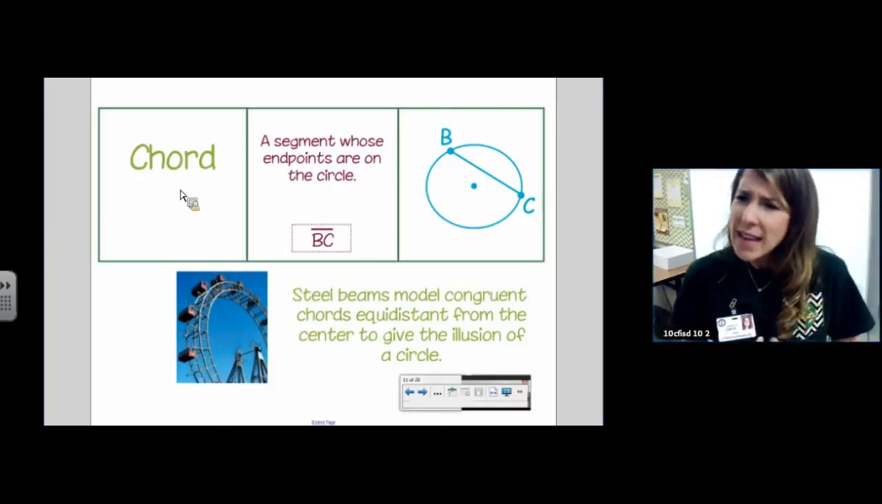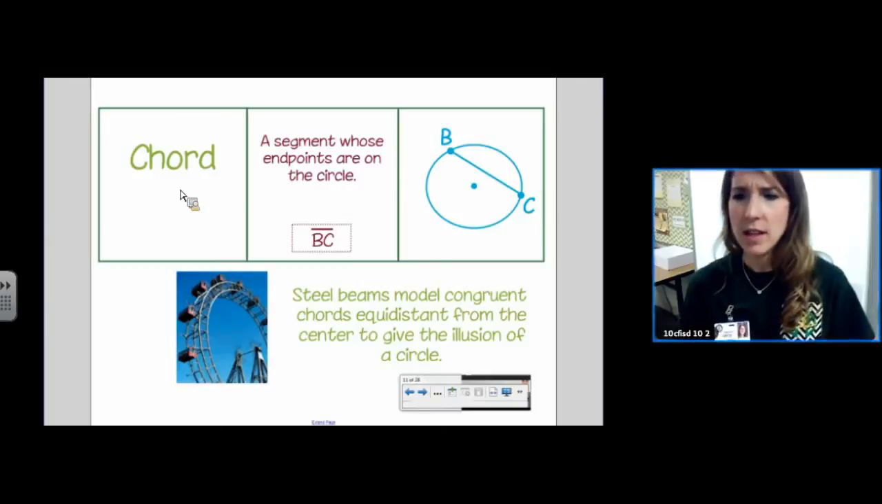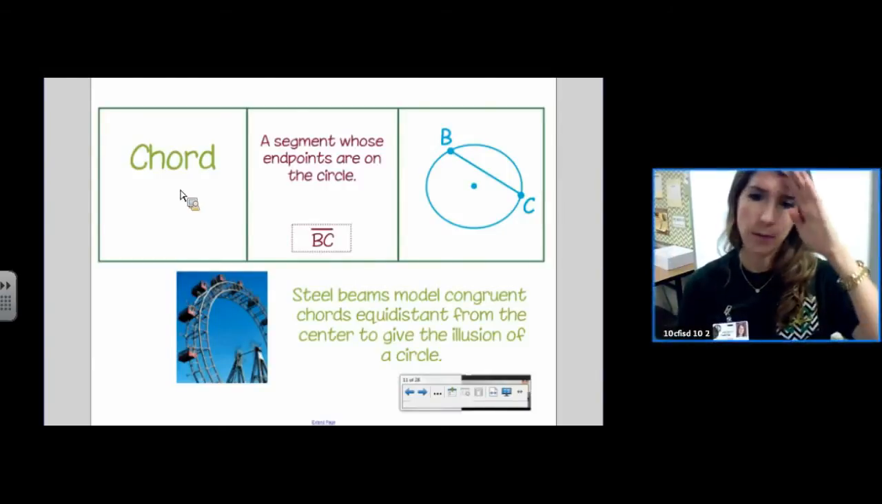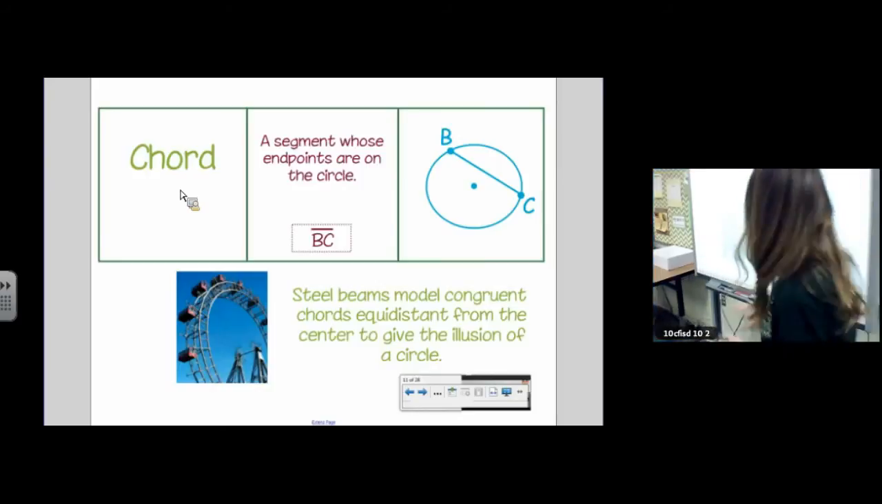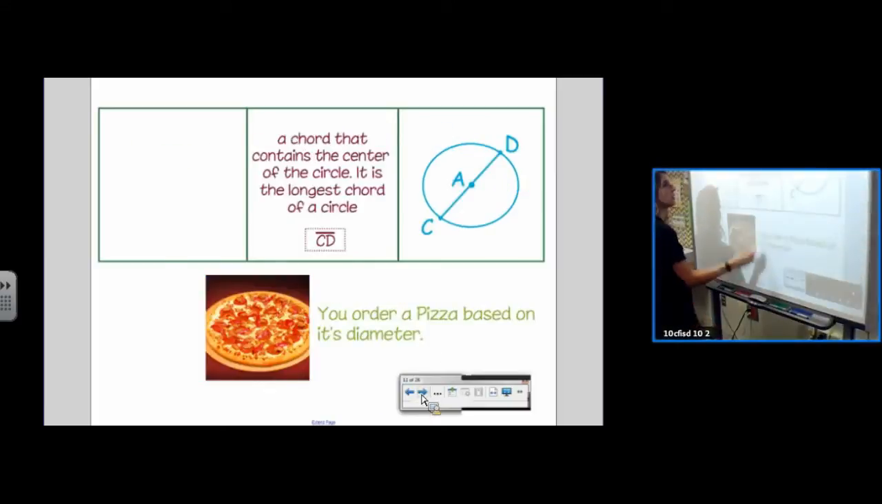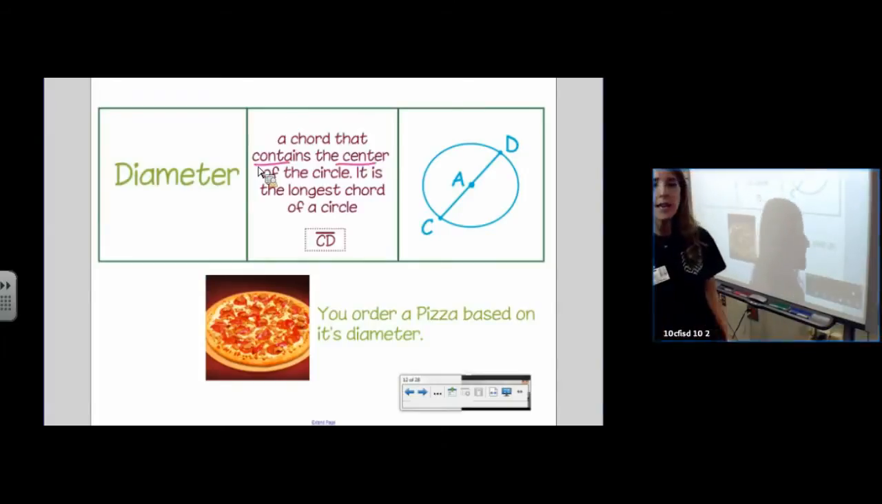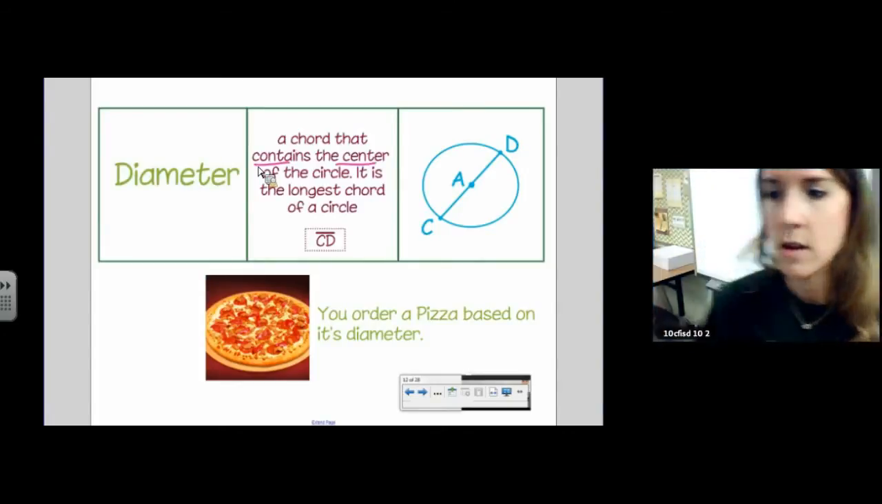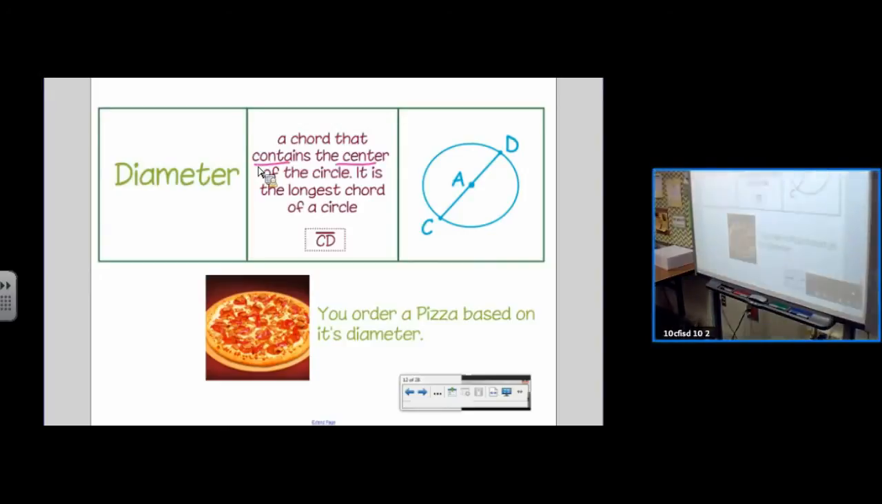Yep. When will a chord be a diameter? Tell me what would have to happen for a chord to be a diameter. Exactly. A chord would be a diameter when that chord goes through the center. And there we go. A chord that contains the center of the circle is a diameter.